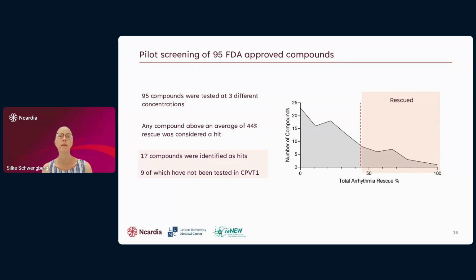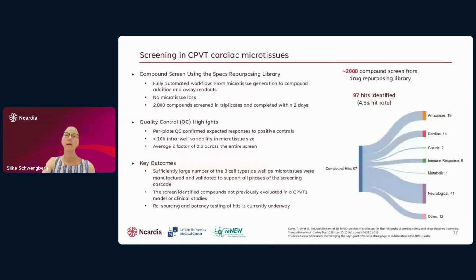So that was already very promising, because we could identify compounds where there was no prior knowledge that they might be good in rescuing the CPVT1 phenotype. The real compound screen then included 2,000 compounds from the SPECS repurposing library.